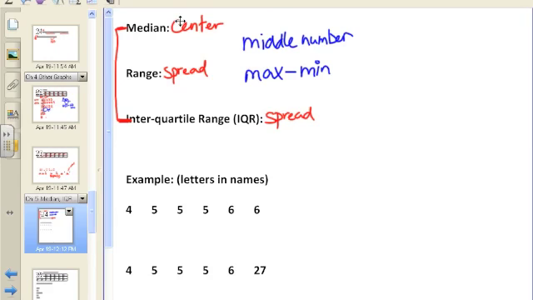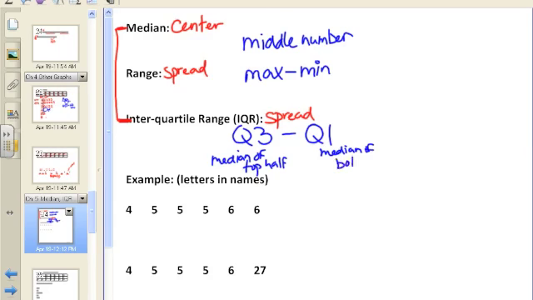Interquartile range, we calculate by taking Q3 minus Q1. Q for quartile. I know you're thinking, Ms. Curtis, so what's a Q3 and what's a Q1? Well, Q3 is like the median of the top half of the data, and Q1 is like the median of the bottom half. So we call them quartiles because we're splitting the data into quarter sections. And I'll show you that.